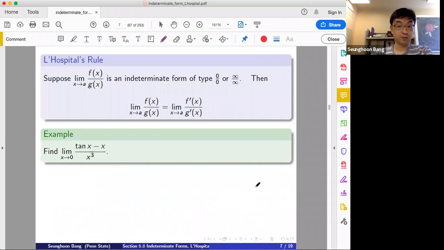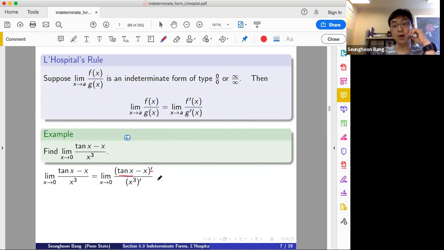So one more. What's that? So similar. You can plug 0 into here. Tangent of 0 minus 0 over 0 cubed. The tangent of 0 is 0. 0 cubed is 0. So 0 over 0 form. We have this type. You can use L'Hopital's rule. What is tangent prime? Could you write the answer on your chatting board, please?